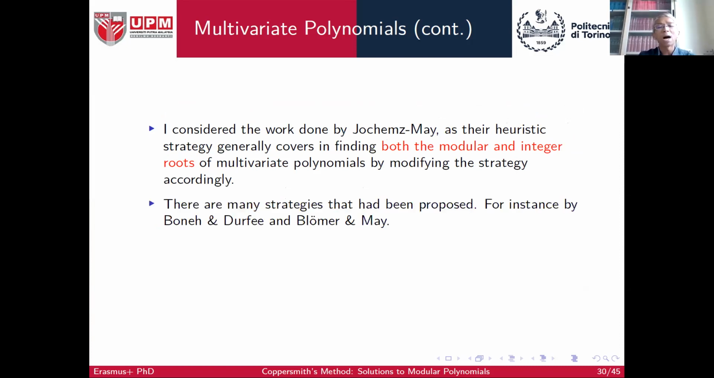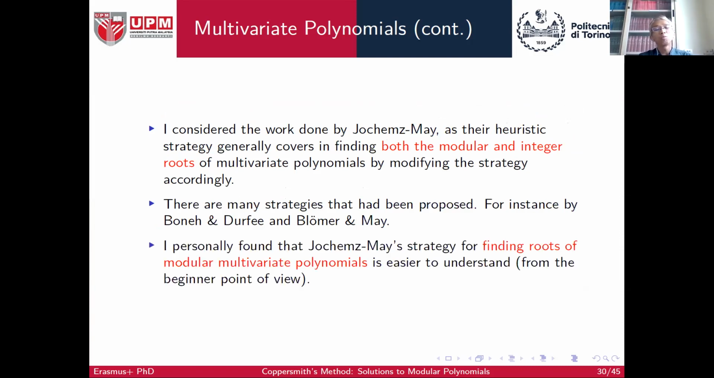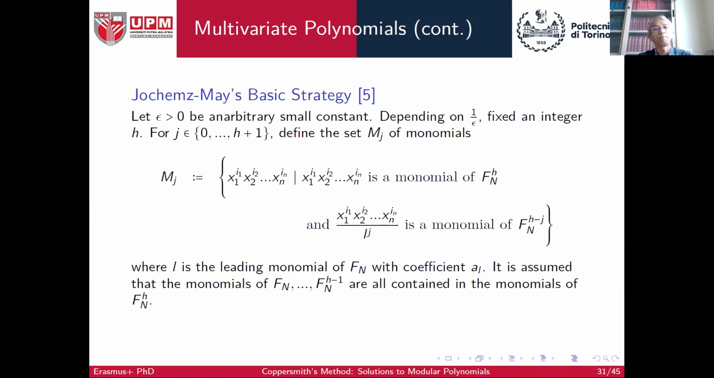And of course, there are still many other strategies that have been proposed. For instance, Boneh and Durfee also proposed their method in dealing with this problem. Blömer and May also have their own strategy. Why I choose Coron and May's approach is that their way of finding the roots of modular multivariate polynomials is easier to understand from the beginner's point of view, because later on, when we consider how they construct the polynomial g(x) from f(x), the approaches are basically similar to the Coppersmith case. So it is easier to deal with when we shift from univariate to multivariate.